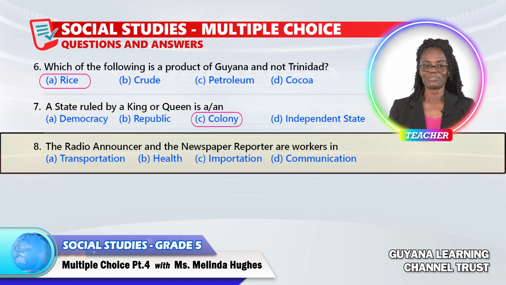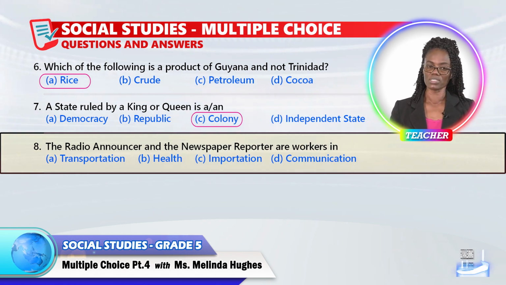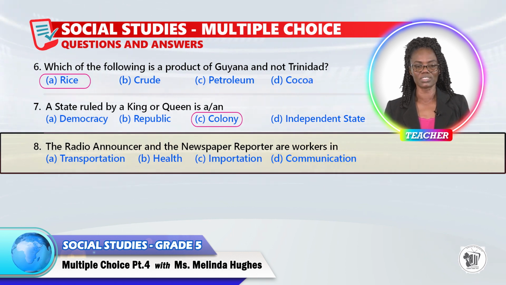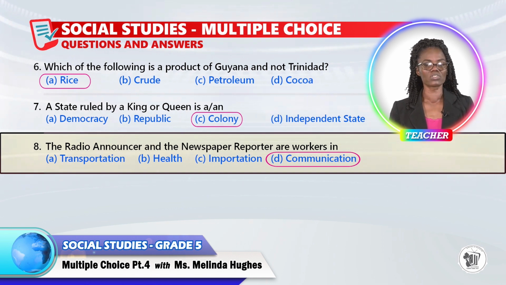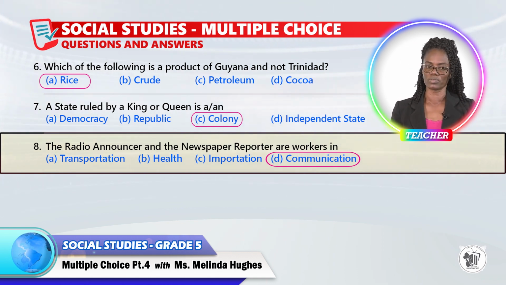Question 8. The radio announcer and newspaper reporter are workers in A, Transportation, B, Health, C, Importation, D, Communication. The answer is D, Communication. The radio announcer and newspaper reporter are workers in communication.